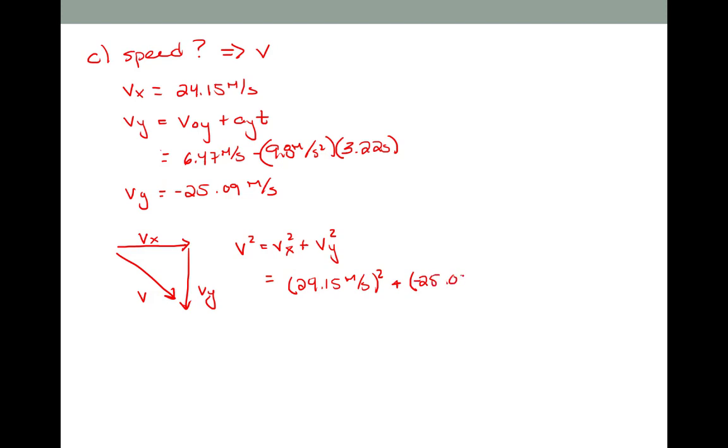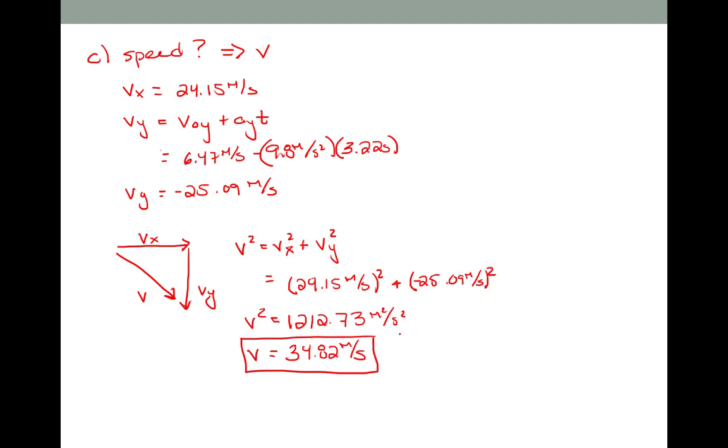Negative 25.09 meters per second, squared. So squaring and adding gives that v squared is 1,212.73 meters squared per second squared, which means v is the square root of all that, which is 34.82 meters per second. Okay. So now we know the final speed. It's moving at 34.82 meters per second right before it hits the ground.